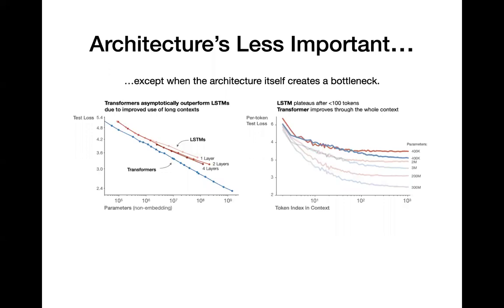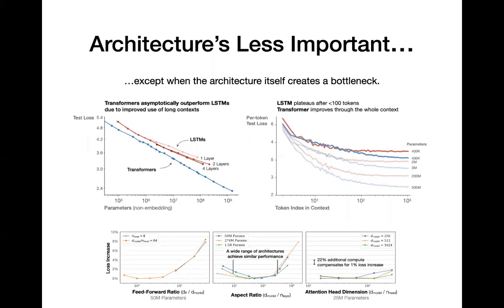And so while the transformer continues to improve with the position in the context, namely when the transformer reads more text, it's getting better and better at making predictions, the LSTM tends to plateau around 100 tokens or so. And so this is one way in which the transformer is really doing qualitatively better than the LSTM. But other than that issue with the bottleneck, the scaling laws are actually surprisingly similar.